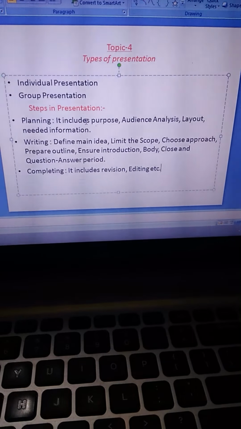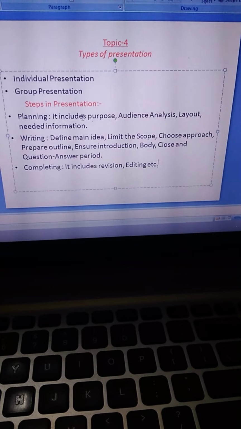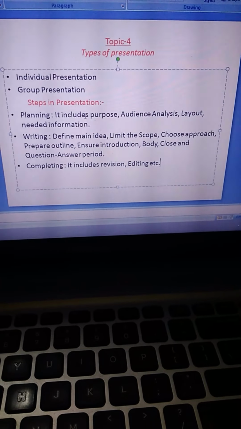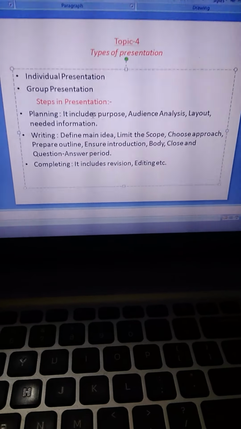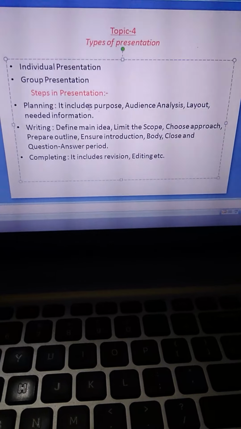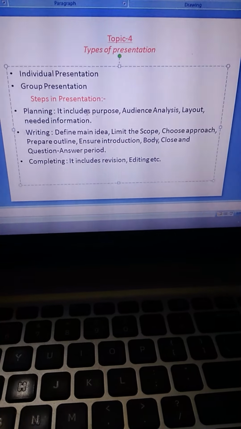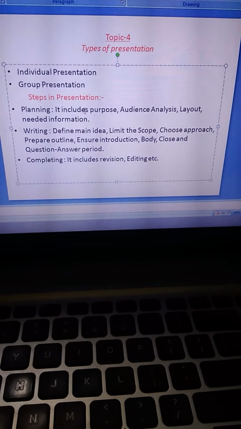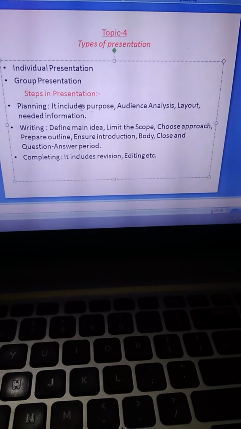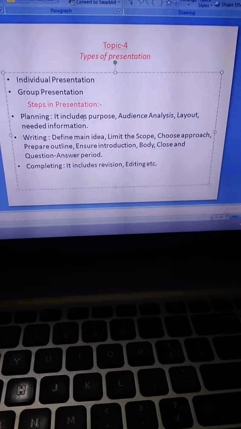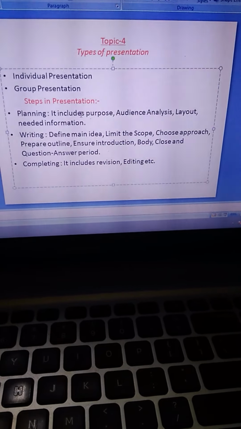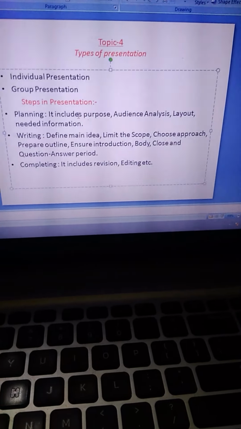Students, today I am going to discuss topic 4, that is types of presentation. We have two types of presentation, individual presentation and group presentation. Basically, what is individual presentation? Individual presentation is when you are giving your presentation individually, meaning a single person is giving the presentation, with no helping hand.